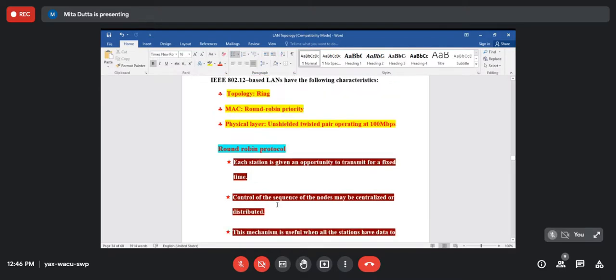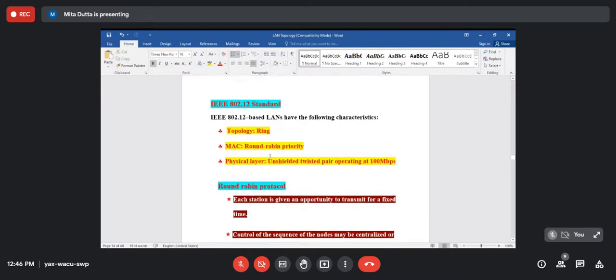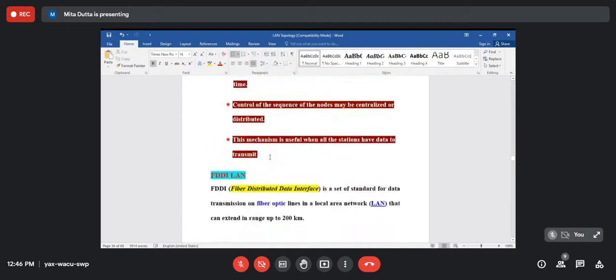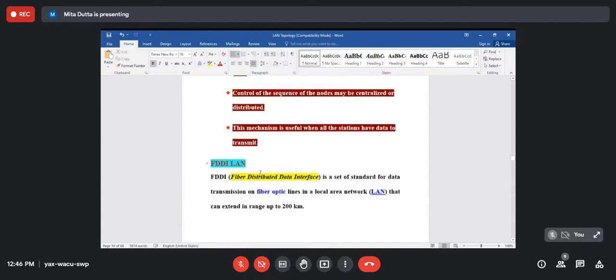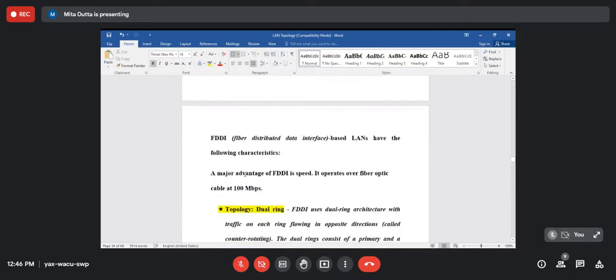Next, again in the 802.12 standard, we have the FDDI LAN, which is the Fiber Distributed Data Interface. It is solely on fiber optic, and it has a dual ring topology.